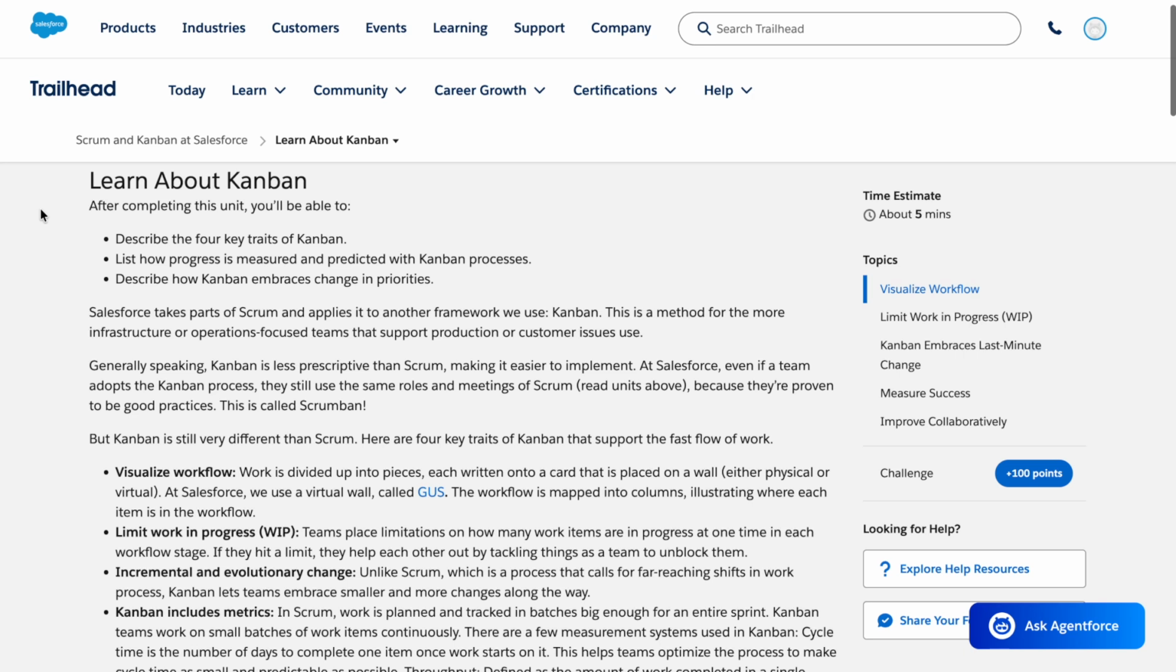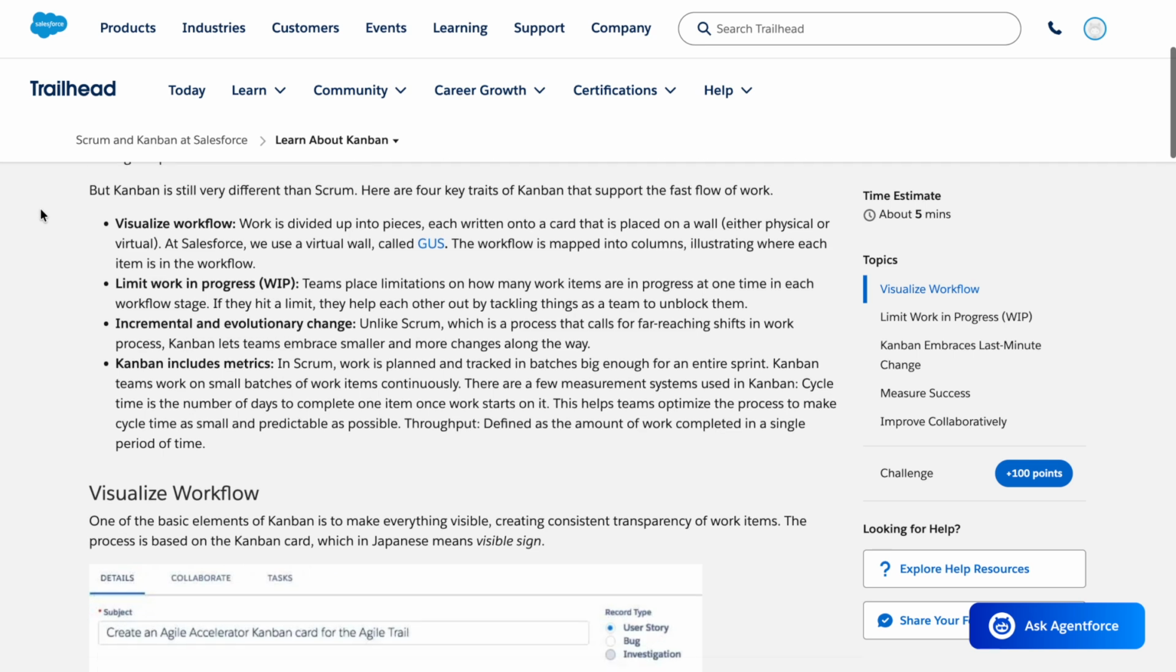Salesforce takes parts of Scrum and applies it to another framework we use, Kanban. This is a method used by the more infrastructure or operations-focused teams that support production or customer issues. Generally speaking, Kanban is less prescriptive than Scrum, making it easier to implement. At Salesforce, even if a team adopts the Kanban process, they still use the same roles and meetings of Scrum, read units above, because they're proven to be good practices. This is called Scrumban. But Kanban is still very different than Scrum.